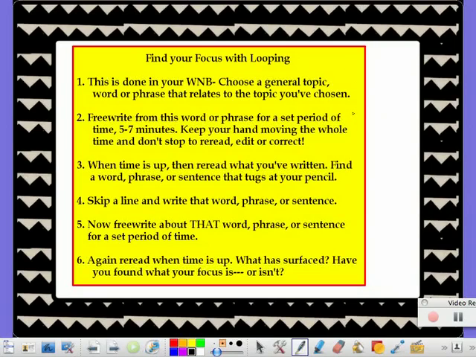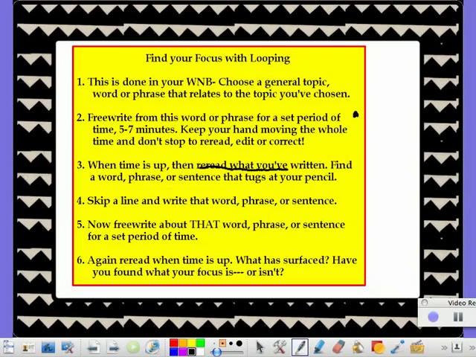Then I'm going to find a timer and set it for about 5 or 6 minutes. And then I'm going to free write, just like I would when we do it in class. Your hand keeps moving. You don't rewrite. You don't reread, you don't cross out, you don't correct, you just keep going. And if you can't think of anything else, you write, I can't think of anything else, until you can think of something else. When the timer goes off, then go back and reread what you've written.